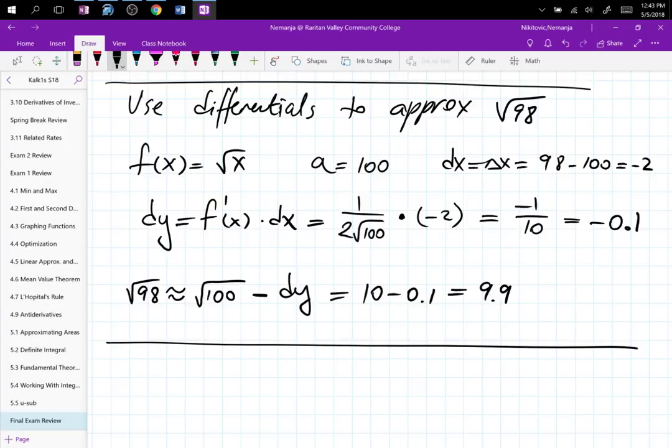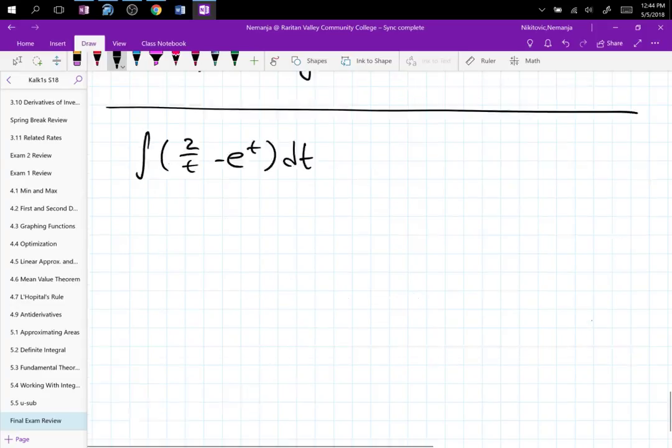Any other questions? Yes. Can you do the integral of parentheses 2 over t minus e to the t parentheses? Okay.